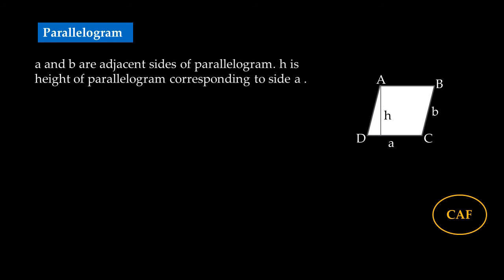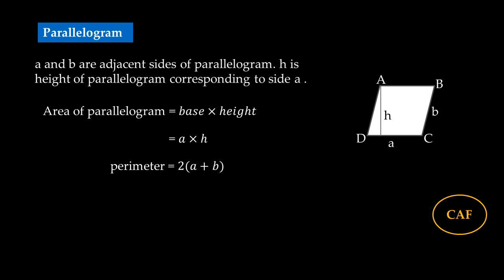Next one is parallelogram. This is the parallelogram. A and B are adjacent sides of parallelogram, and H is height of parallelogram, corresponding to side A. Then area of parallelogram is equal to base into height. Here base is A and height is H. Therefore area of parallelogram is equal to A into H, and perimeter is equal to 2 into A plus B. Same thing.